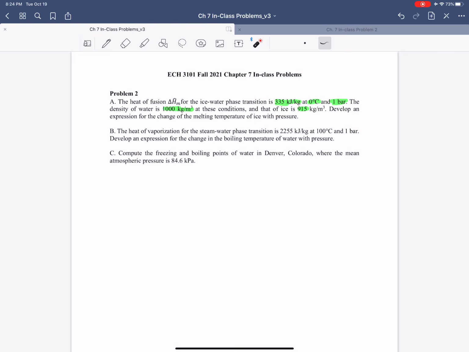In part B of the problem, what we're going to deal with is vaporization. Specifically, we want to look at the steam-liquid-water phase transition. So we're told that the enthalpy, or the heat of vaporization for that transition, is 2255 kilojoules per kilogram, and that occurs at a temperature of 100 degrees Celsius and 1 bar. And so, similar to part A, this problem wants us to develop an expression that relates the boiling point temperature with that of pressure.